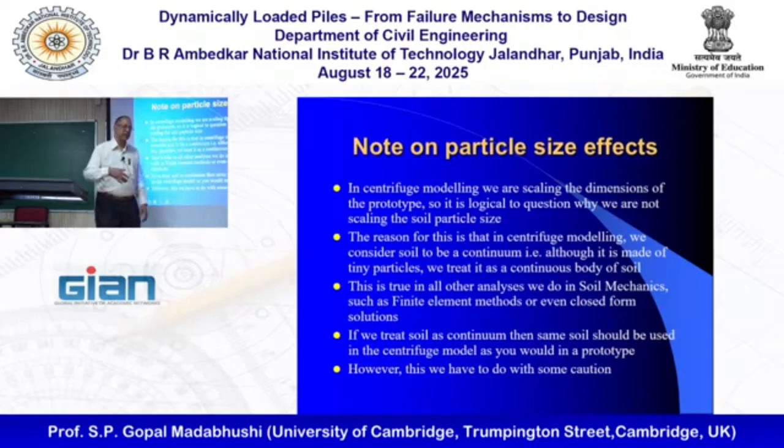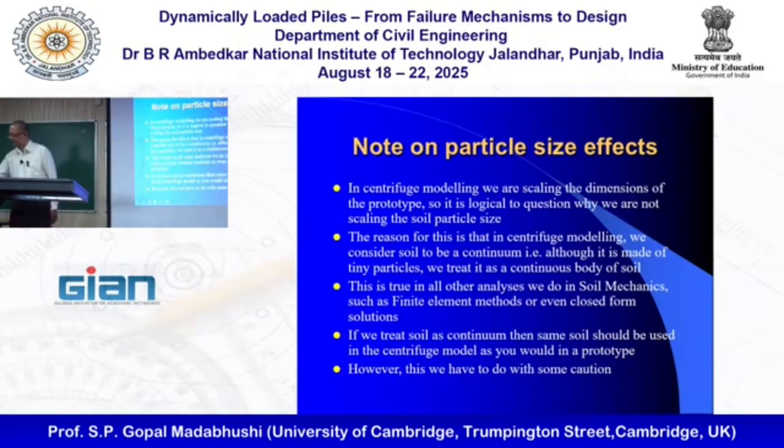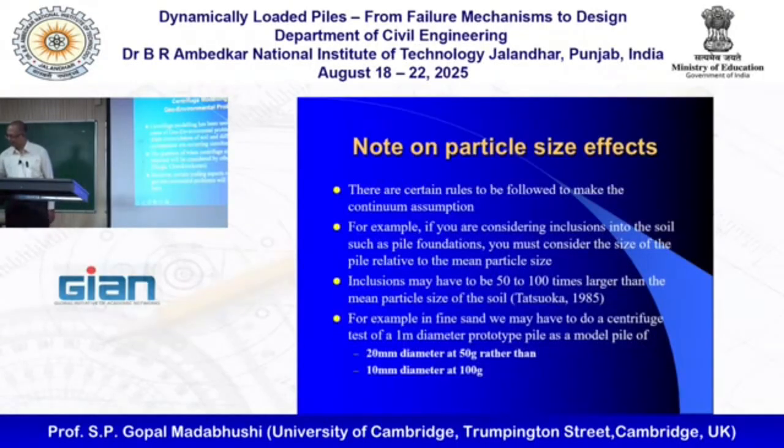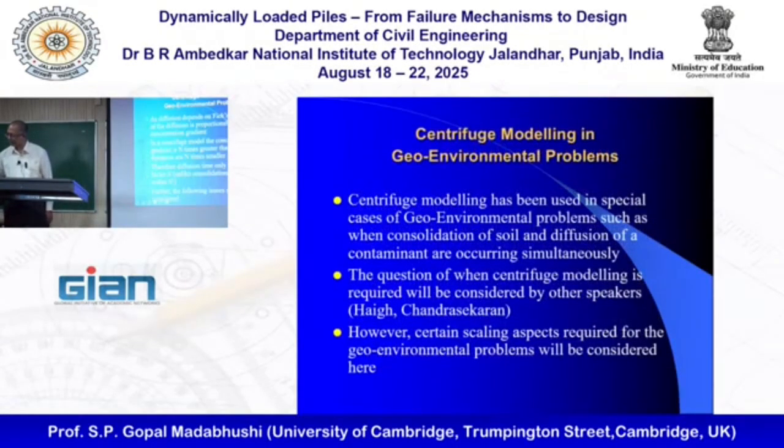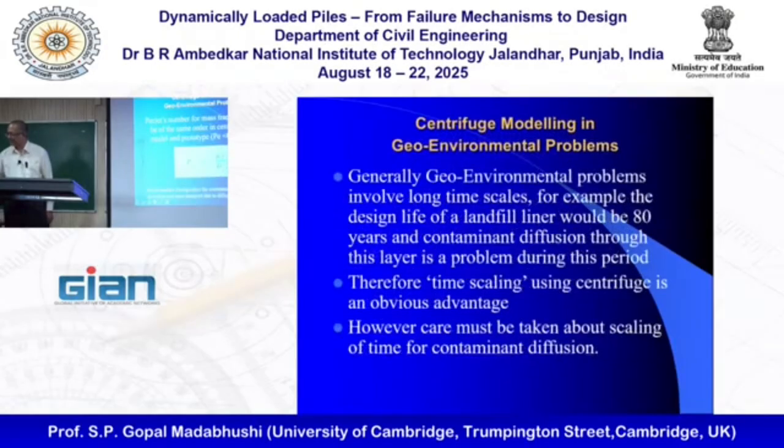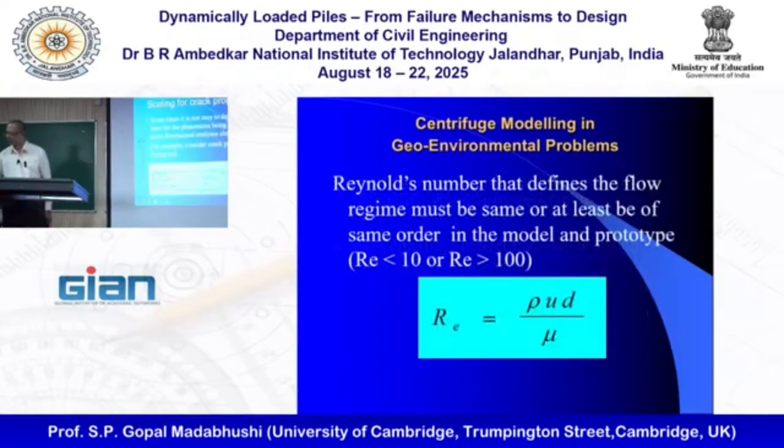There's a guy called Tatsuoka who came up with shear band theory and counted how many particles are needed to form the shear band. He said at least 15, 20 particles must be there. So as long as the ratio between the pile diameter and the particle size is about 15 or greater than 15, you'll be okay. I've done all that. You can basically match for geoenvironmental problems as well.